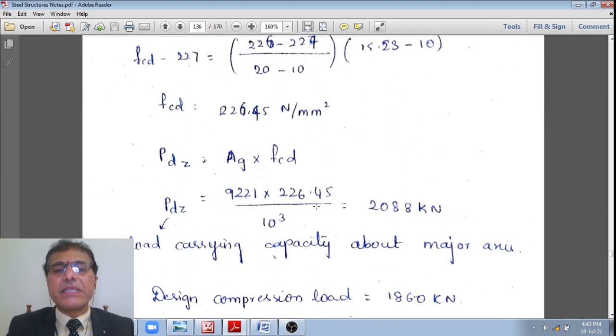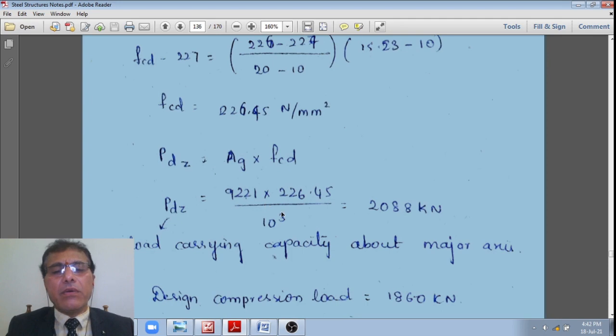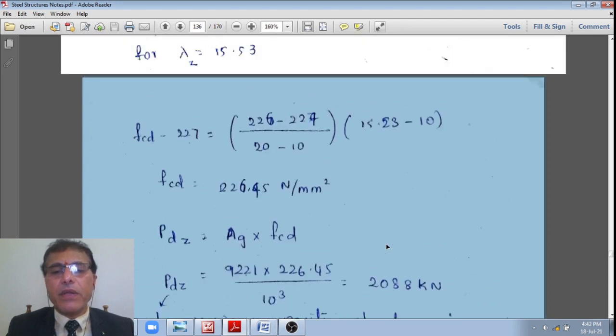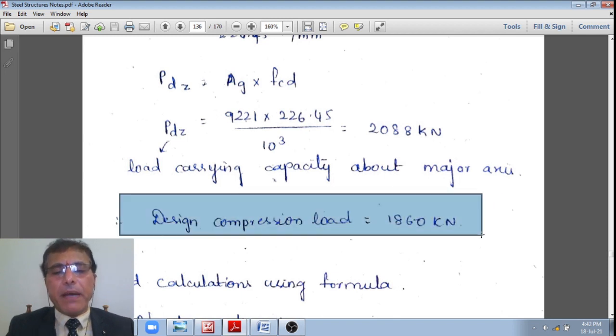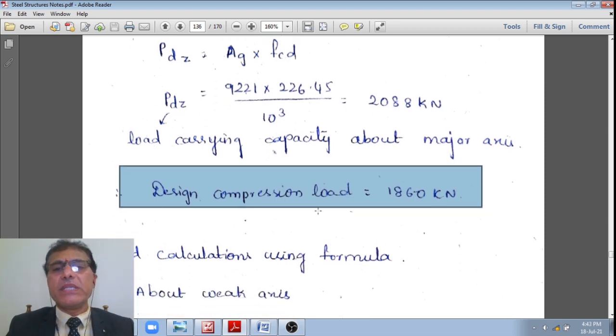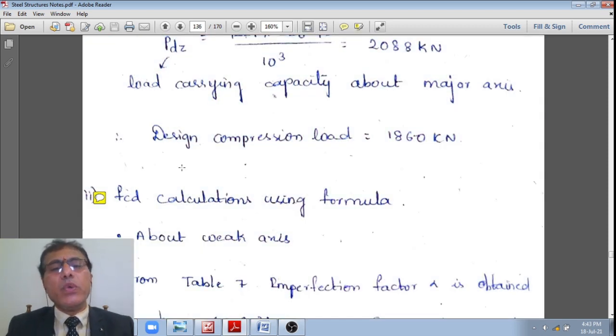Whereas here about the major axis, you can see 1860 means almost 430 kilonewton is more. Approximately 20% more load carrying capacity about the major axis. But out of these two, whichever is minimum governs, therefore the minor axis governs, and 1860 kilonewton is the design compressive load. This is how, using tables 9A, B, C, D, we have seen.